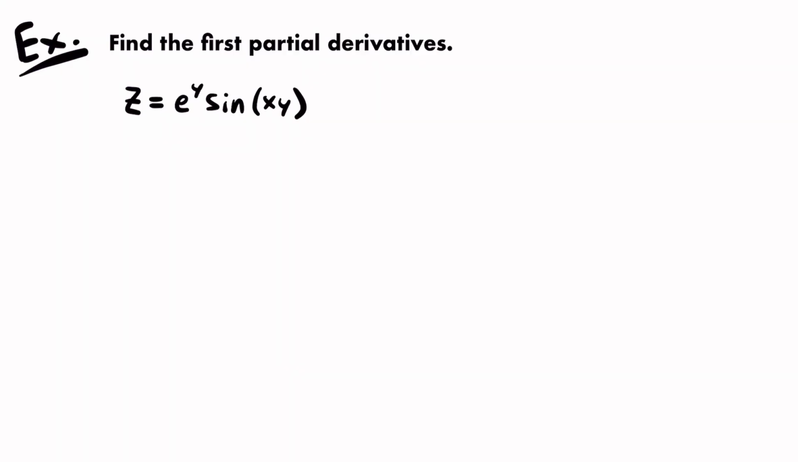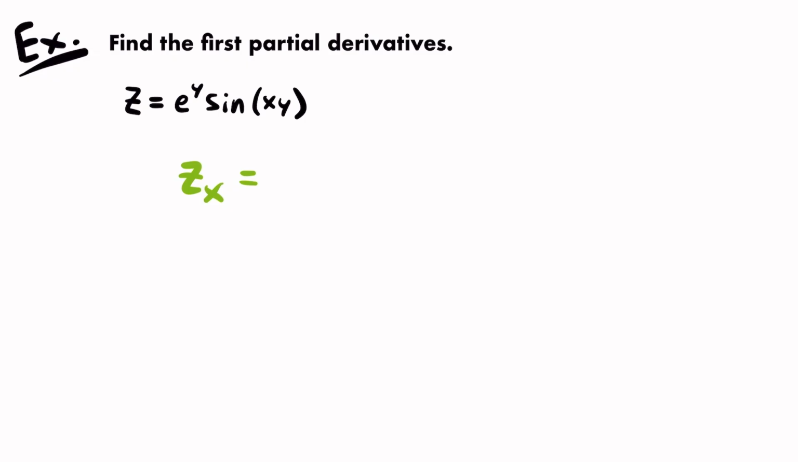For our next example, we want to find the first partial derivatives of this multivariable function. z is equal to e to the power of y times sine of xy. Okay, so let's start with the partial derivative with respect to x, which I'll represent with zx, or z sub x. And so let's look at our function here. Remember that we will be taking a derivative with respect to x and treating y as a constant.